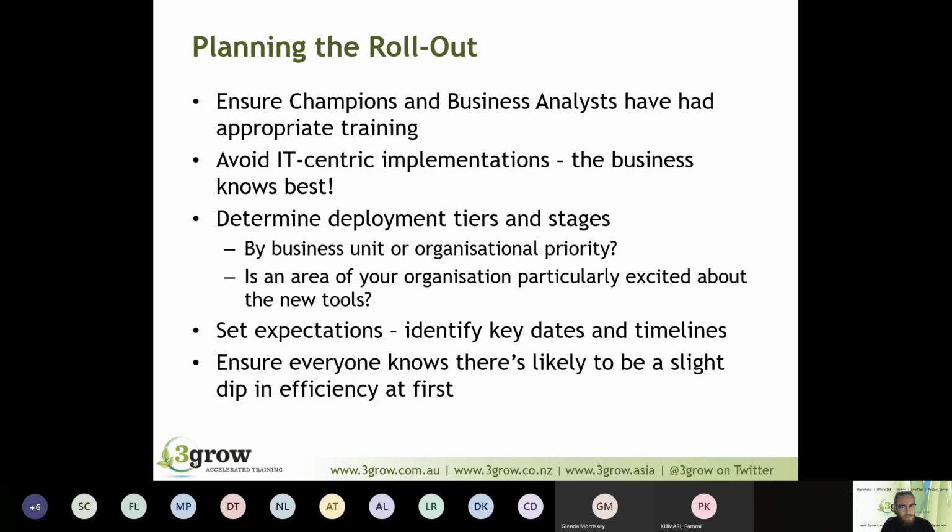Setting expectations is very important. So identifying, okay, up to this point, this team and this team will have their SharePoint sites, and their champions from each of those teams will have had the appropriate training. Then it'll be rolled out to this team, and then at this point the intranet will be implemented, and so on. So having those dates and timelines is very important in order to set those expectations.